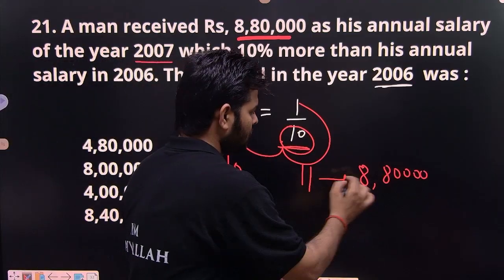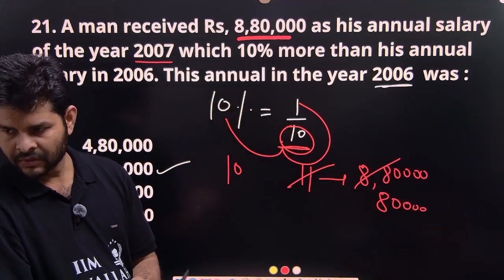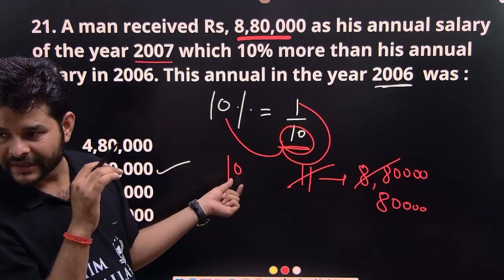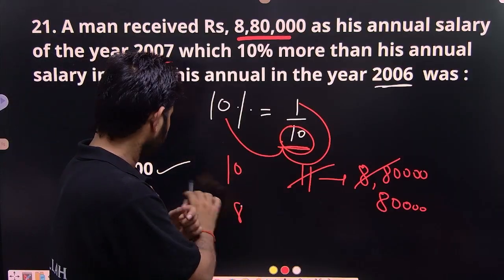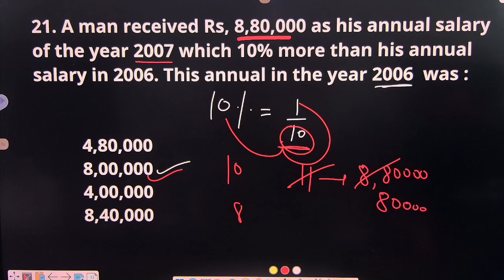Got it or not? So 1 unit value will represent 80,000. So 10 unit, that was 2006, is 8 lakh. Aren't you getting me? That is your today's class. I think it's your second class, so don't get worried. If in the second class you are doing 5 to 7 questions, it's a big achievement.